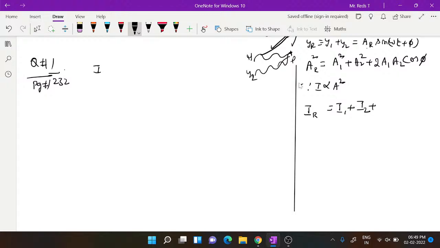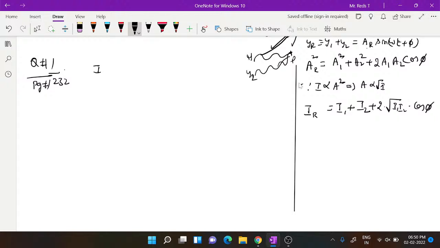plus, here if I is proportional to A square, then A is proportional to root I. Then I proportional to square means A square proportional to I, or A proportional to root I. So you can say 2 into A1 A2 is 2 square root I1 into root I2. You can write it as 2 square root of I1 I2 into cos phi. Cos phi will be out of the root, not inside the root. Okay, so this will be the expression for resultant intensity.